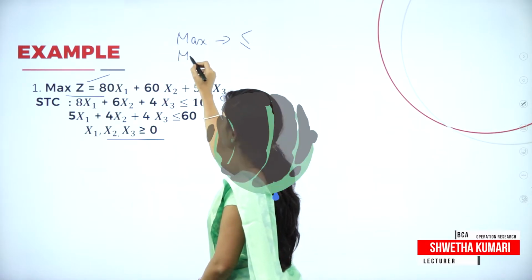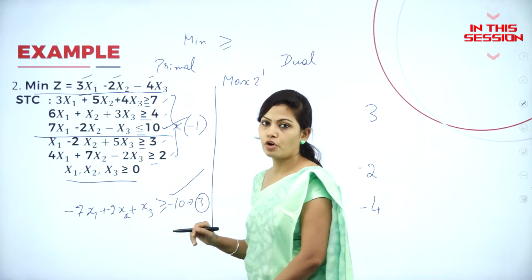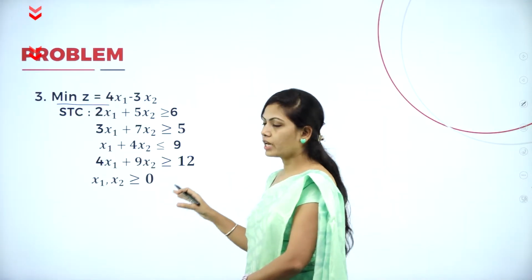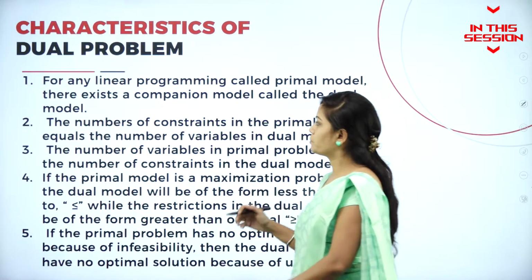If it is minimization, all the constraints should be greater than or equal to. Now it will become the coefficient of objective function. So here you can observe the constraint. It is minimization objective function. So what are the characteristics of dual problem?